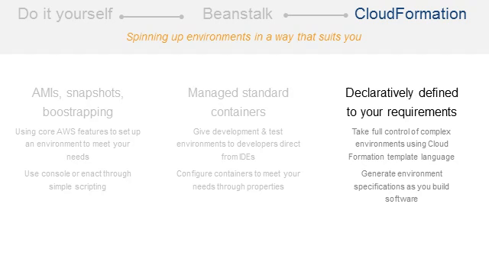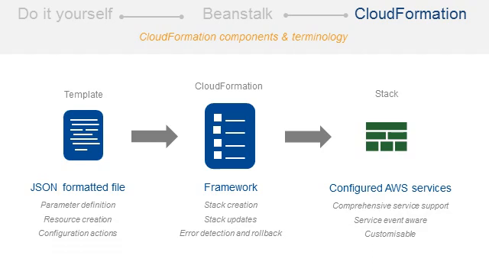Talk now about CloudFormation. So CloudFormation, as I've said already, allows you to declaratively define your requirements for AWS services to support your application. And the way it does that really is that you create a JSON formatted file with a certain syntax and notation, which contains things like parameter definitions, resource creation, and actions that you want to take at configuration time. You then pass that file into the CloudFormation engine, and that framework will create the stack for you the first time you push that file into it.